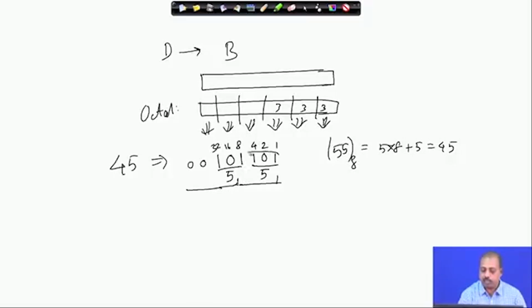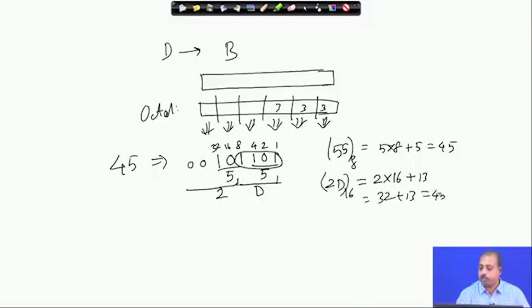So, this part represents 8 plus 4 is 12, plus 1 is 13, 13 is D, and this part represents 2. So, this is 2D in the hexadecimal number system. You can convert this 2D and check that it is really representing the same number: 2 into 16 plus D, D is 13, so that is 32 plus 13 equal to 45.